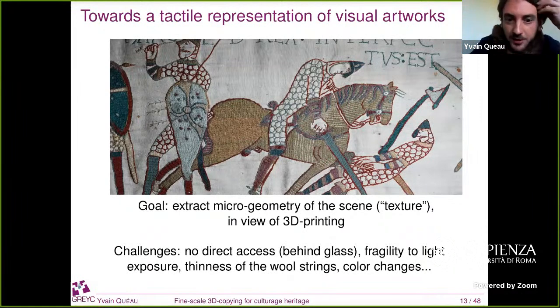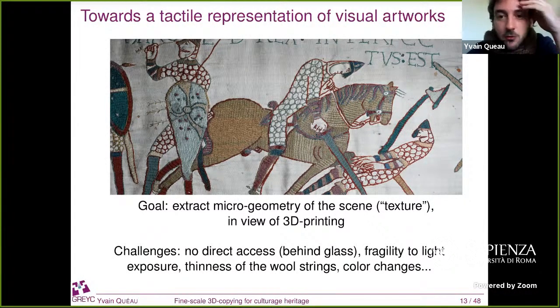So here in this talk, what I will be interested in is to tell you how we can extract the microgeometry of the scene, so what we usually call texture, in view of getting afterwards a 3D printed copy of it. Knowing that it's not as straightforward as it may look, because since the tapestry is very fragile, obviously we need a contactless method to do that.